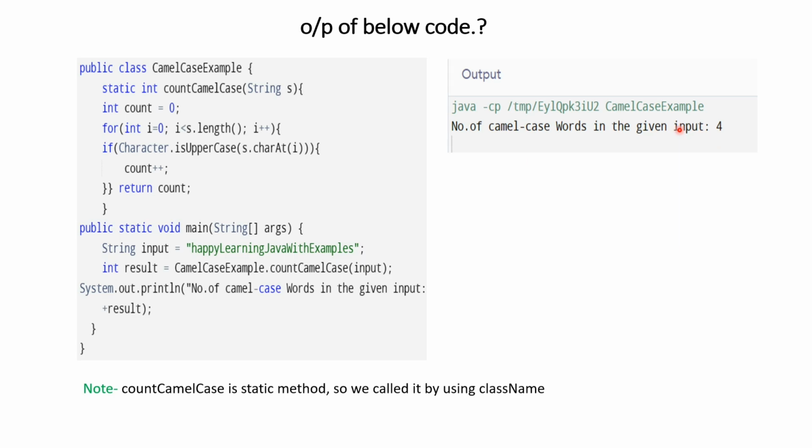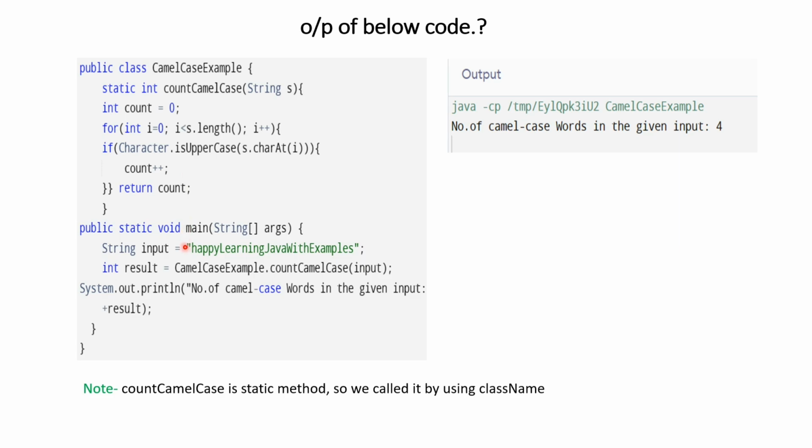And one more question here. We are counting from L, meaning the first word starts with H, which is a small case here, so we are not considering it. We are counting from the next word onwards. So here L, J, W, E. These are the four characters starting the other words. These are the camel case letters. So we are returning the output as 4, since we have taken the count equal to 0.